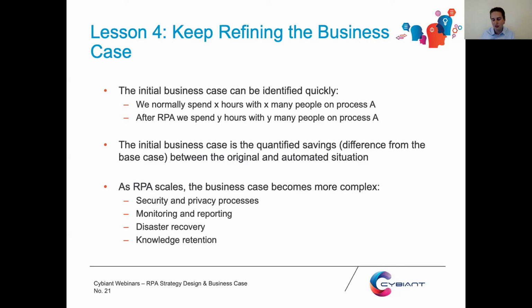However, the reason that I'm saying keep refining the business case is that with your RPA journey and throughout the 4 different levels, refining your business case becomes more complex. Because as soon as you start to implement more robots over time, you need to start thinking about additional aspects. And these RPA aspects are not always included in the straightforward business case analysis that we've just seen. If you have a more comprehensive RPA program, you also need to start thinking about advanced security and privacy processes.